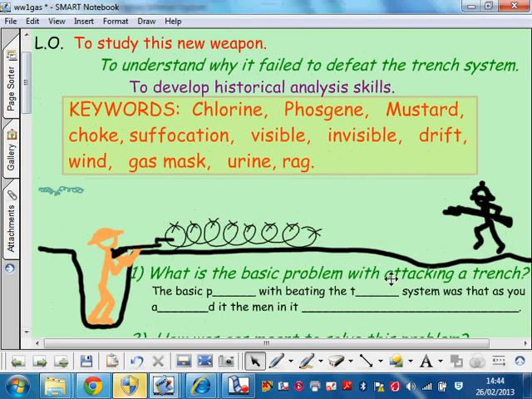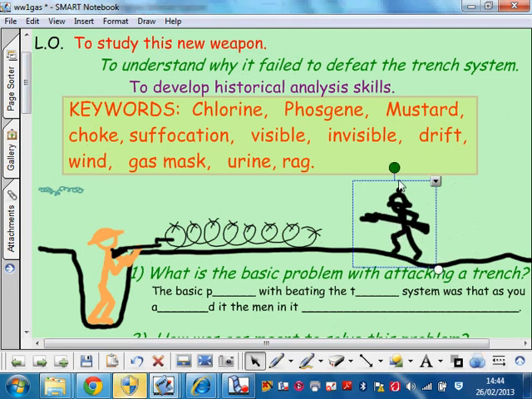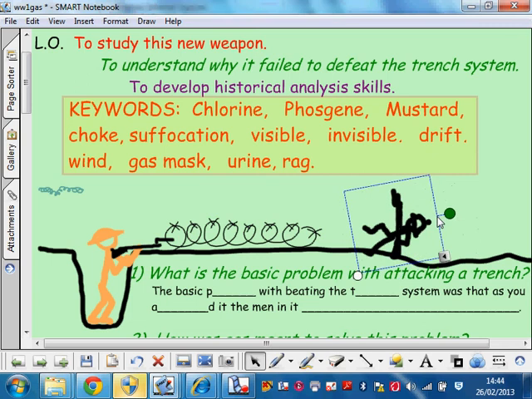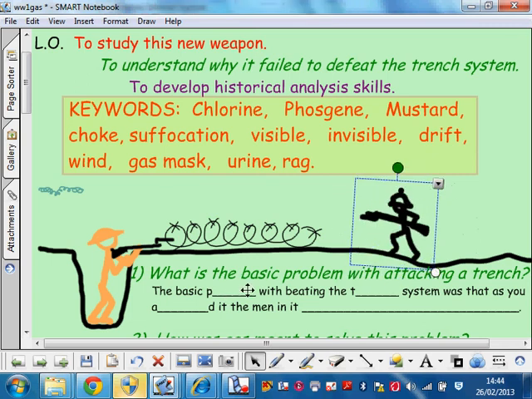What is the basic problem with attacking a trench? Here's a German soldier. Here's your British soldier in a trench with his rifle and barbed wire. What's the problem? The problem is, as you run towards the enemy, he shoots you. And you can't shoot at him. That's the basic problem. Yeah?